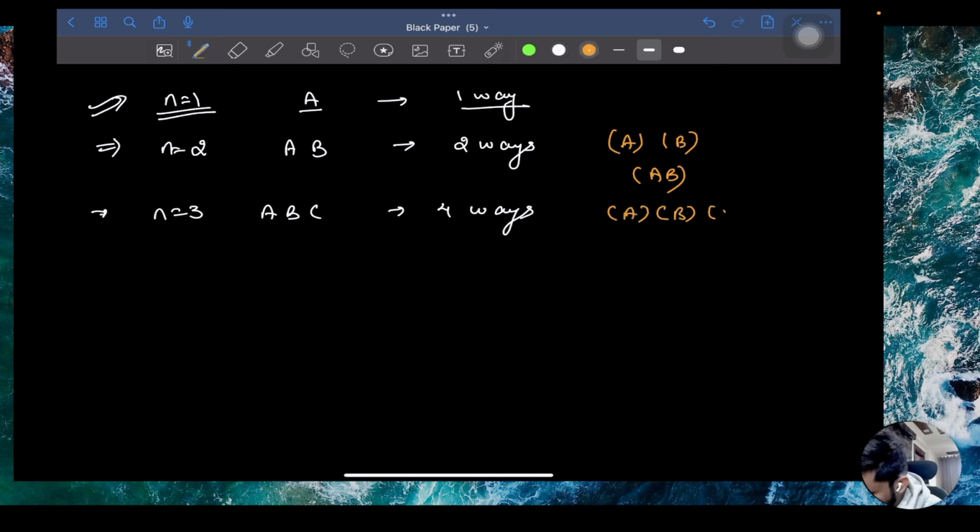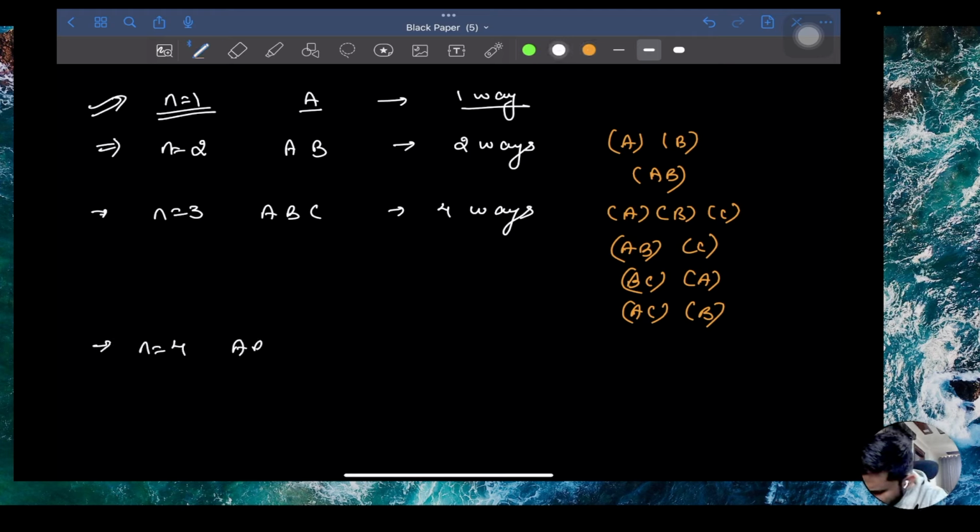A, B, C, A, B together, C alone, B, C together, A alone, A, C together, B alone. Can I say that? Right. Overall for n equals 4, let's see the total ways.